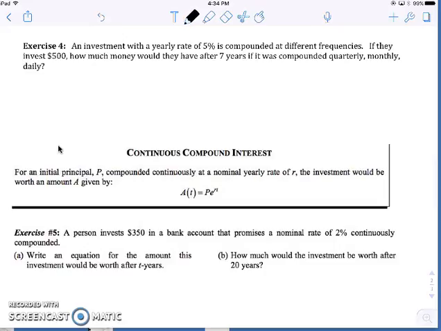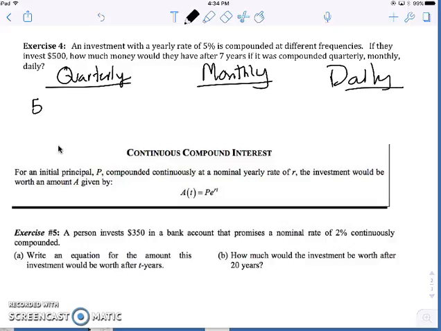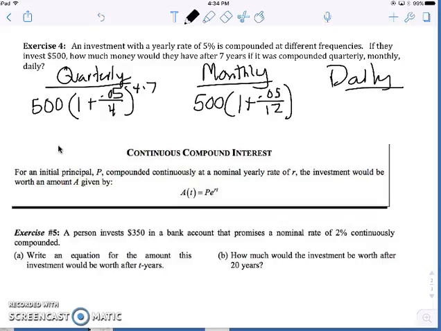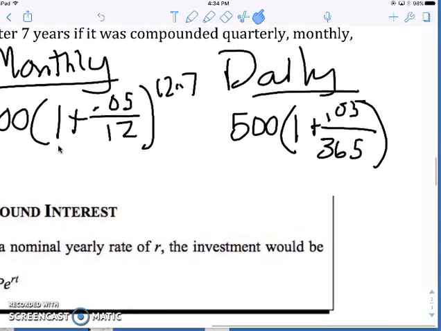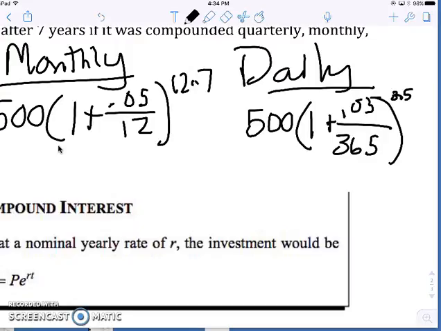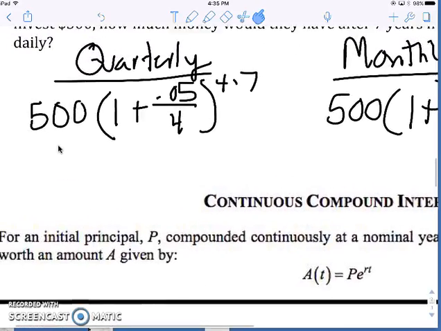It's that same amount. So we have 500 times 1 plus 0.05. Quarterly would be 4, and it's for 7 years, so 4 times 7. Monthly, 500, 1 plus 0.05 divided by 12 to the power of 12 times 7. And then daily, 500, 1 plus 0.05 divided by 365 to the power of 365 times 7. That got a little messy, sorry about that. And we can start seeing what these are.